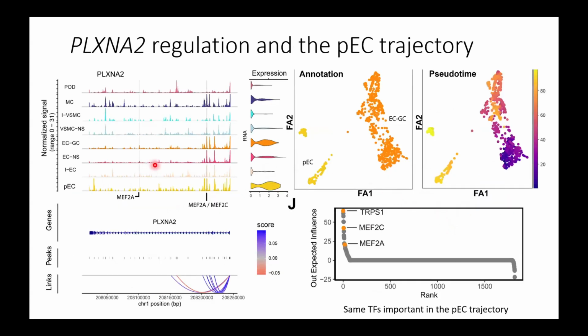And then here is this PLXNA2, where you can also see there are changes in the accessibility of those particular peaks. Like this one diminishes, I think, yes. Some of this MEF2C kind of maintains. We also did a similar analysis for the glomerular capillaries to those proliferative endothelial cells, which was not as good as the trajectory that we had before, but we also identified that those transcription factors are very central to the trajectory.